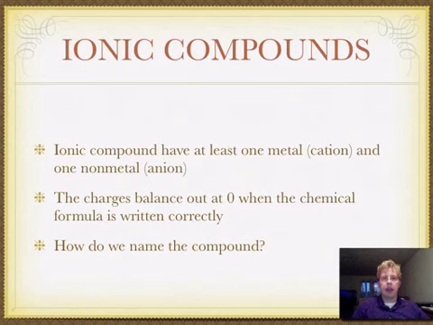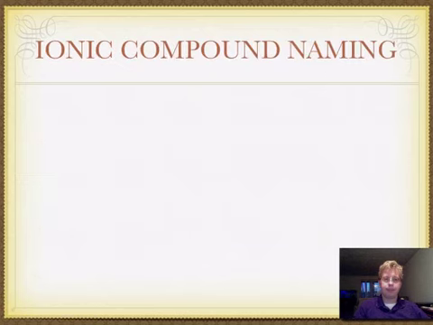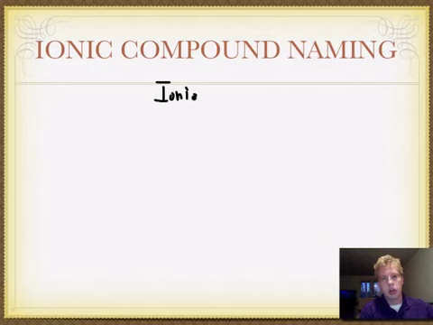Before we get into naming ionic compounds, I just want to review a couple things real quick. Ionic compounds have at least one metal, the cation, and one nonmetal, the anion. The charges for an ionic compound always balance out to zero when the chemical formula is written correctly. So how do we go about naming an ionic compound? To begin with, we're going to create a little chart here that's going to help us.